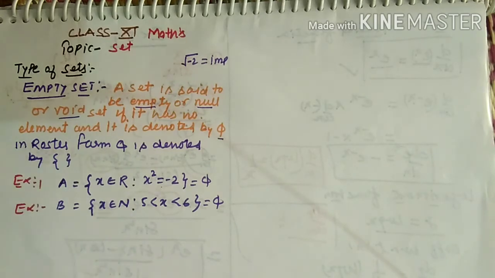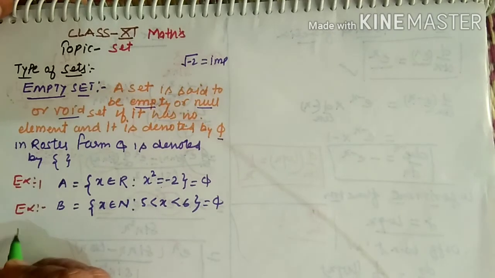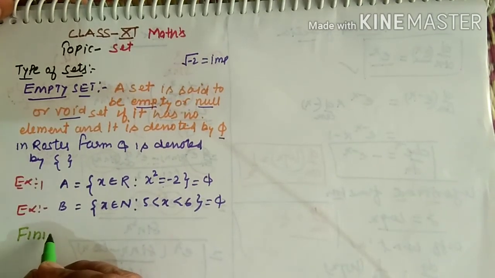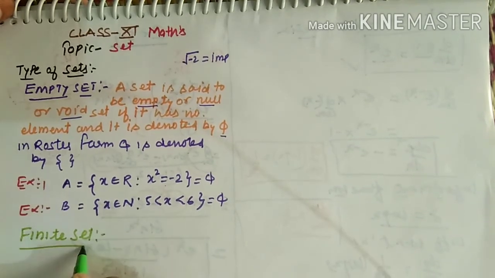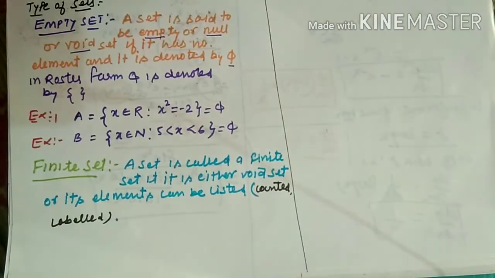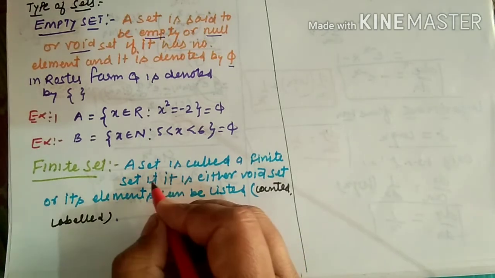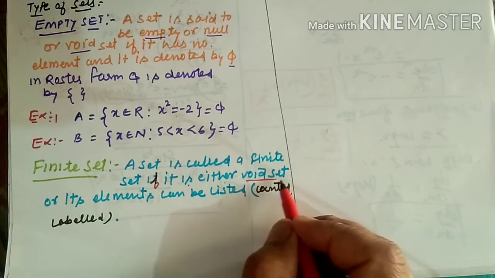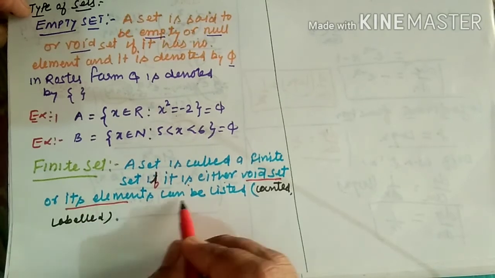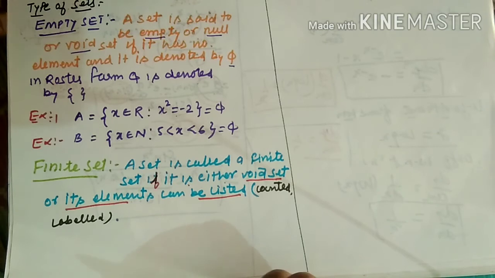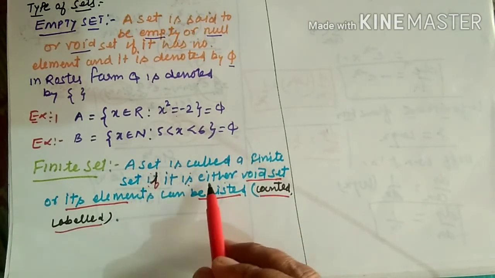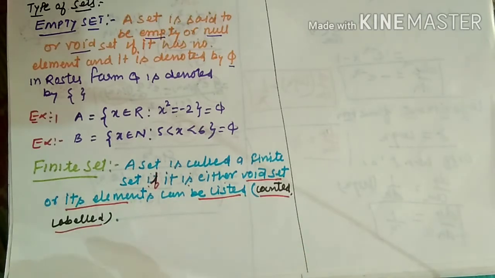Next we will discuss finite sets. First of all, we define what a finite set is. A set is called a finite set if it is either a void set, meaning null set or empty set, or its elements can be listed, counted, or labeled. Clear? A set whose elements we can count is called a finite set.